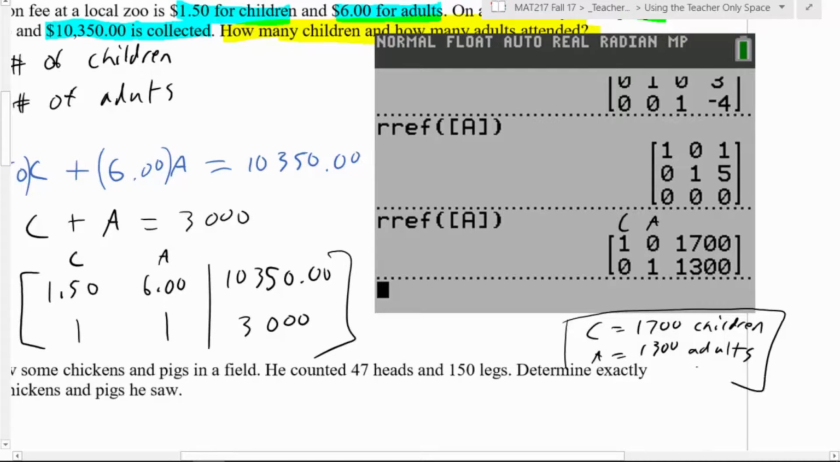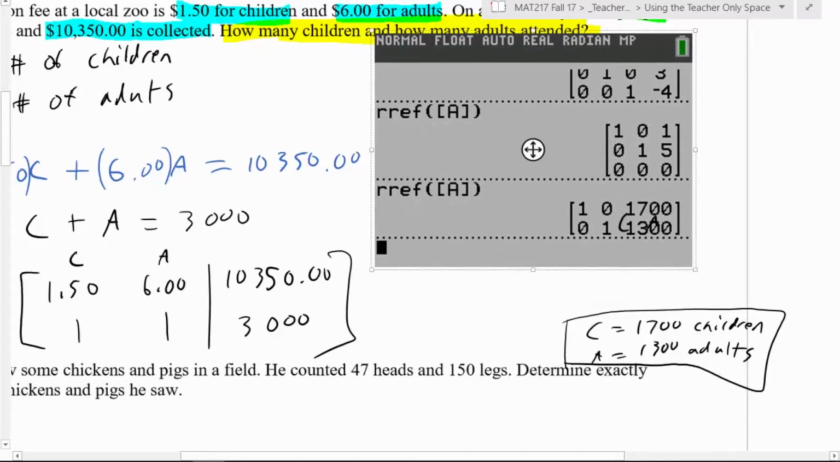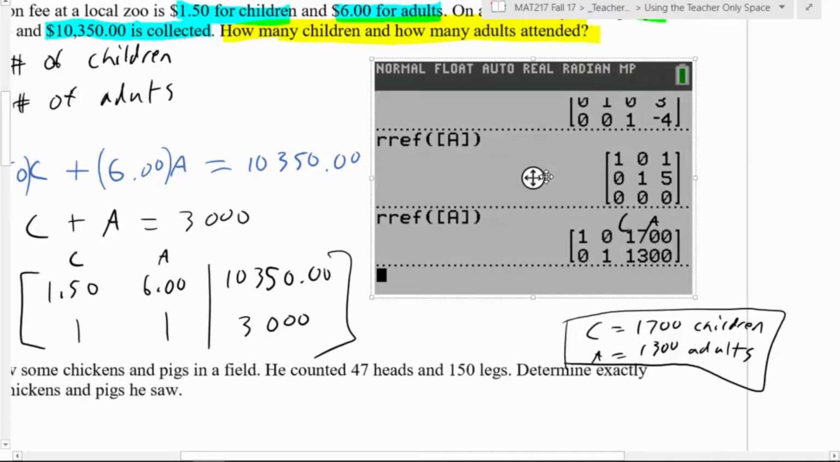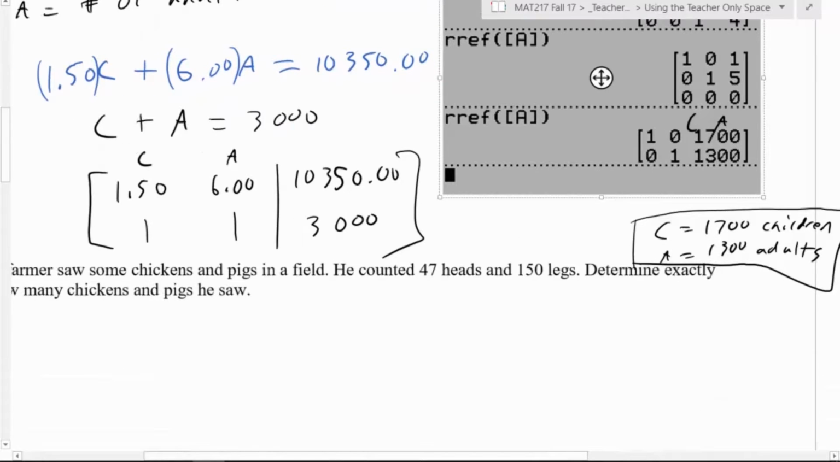So last but not least, I always recommend when you finish a problem, always go back and read and make sure you answer the question that was being asked. So they're saying how many children and adults attended? 1,700 children, 1,300 adults. Perfect. If they had asked for something else like money or revenue or whatever, then you have to go back and just relook. But that one worked out fine.